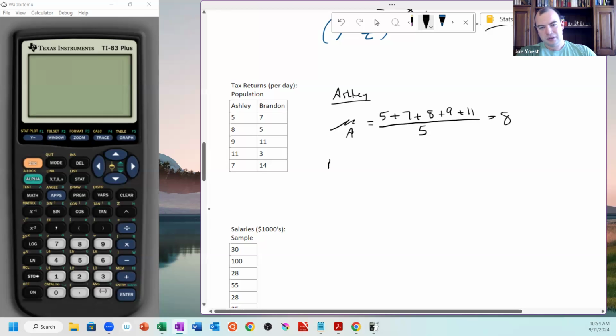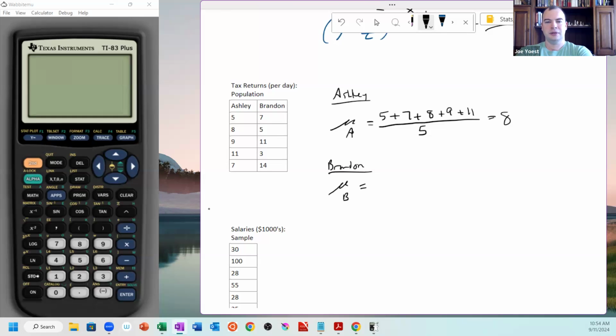If we look at the Brandon data, we compute Brandon's mean the same kind of way. Let's put them in order: 3, 5, 7, 11, 14. And 14 and 11 gives me 25. 7, 5, and 3 gives me 15. That's also 40. And then divided by 5 equals 8.